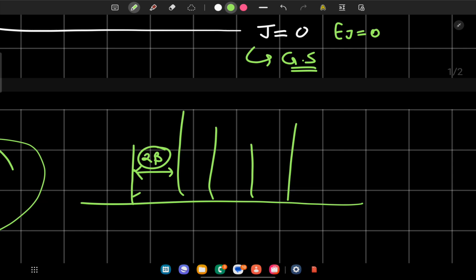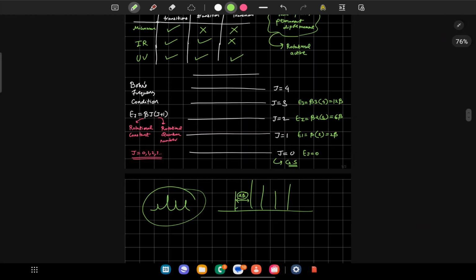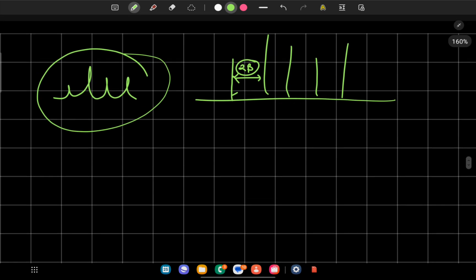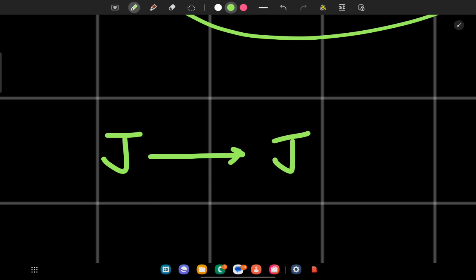That is what is of our concern. Now let us try to figure out what kind of energy difference I can observe. You are going for a particular transition where your rotational quantum number is J, and it has moved to a rotational energy level with rotational quantum number J plus 1.